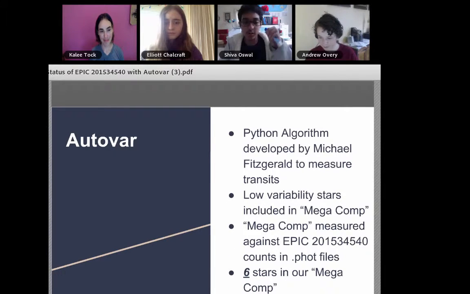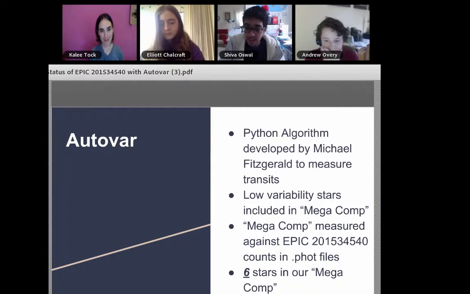Okay, so the AutoVAR algorithm was developed by Michael Fitzgerald in Python, and it's designed to measure exoplanet transits. It works by creating a megacomp star, which basically combines low variability stars into one and considers the summation of their ADU counts, taking them in aggregate. This averages out any error that any one comp star would have. There might be 6 stars in our megacomp.